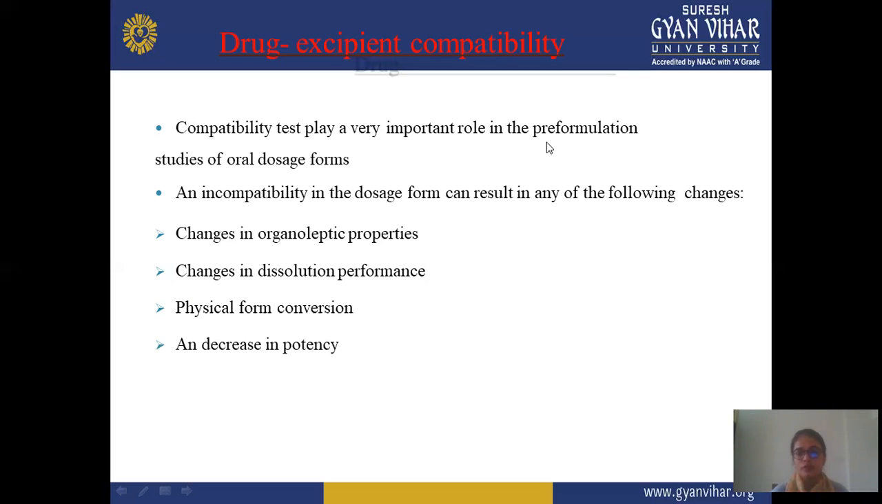So during this incompatibility study, or incompatibility of a formulation, the potency or efficacy of a drug is also changed, or it may show a decreased or increased amount. So you can store your formulation to form a compatible formulation.